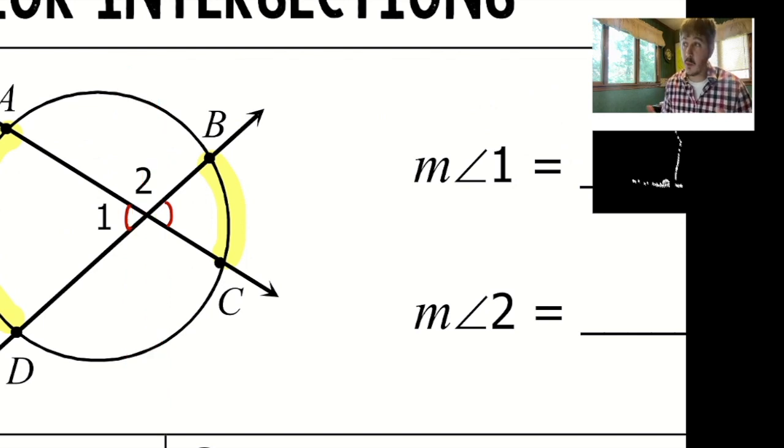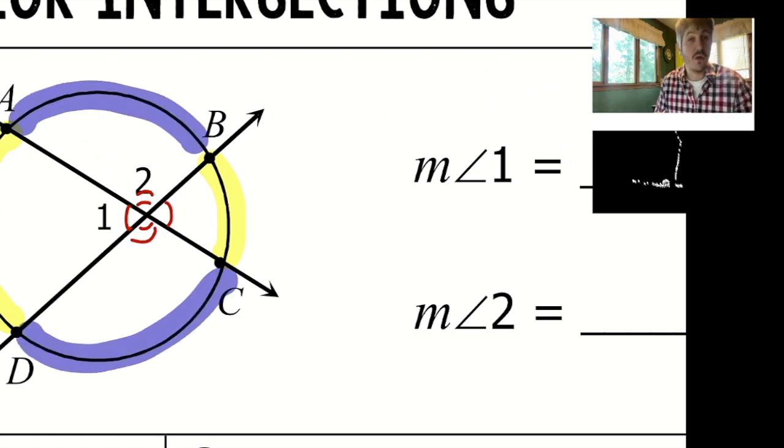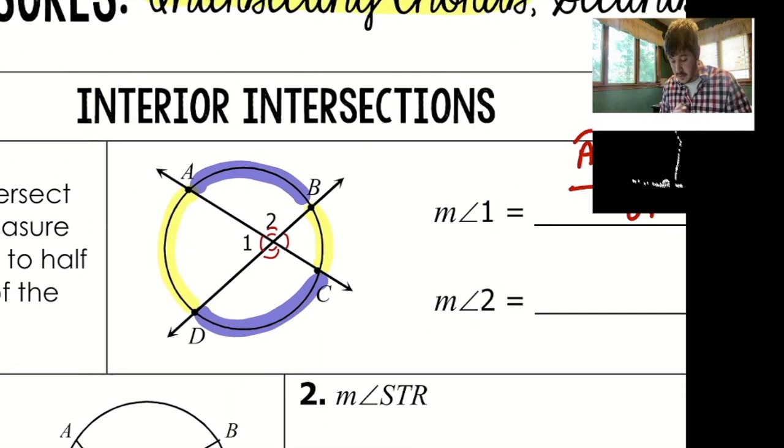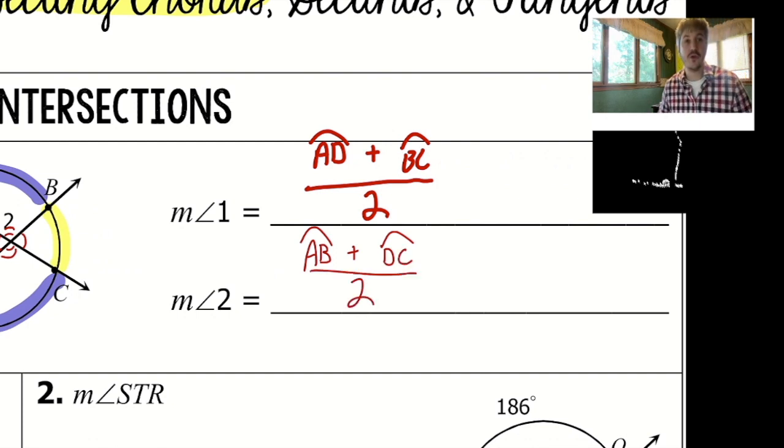We could, though. If we wanted angle 2 and we had the right information, you could figure out either one of those angles using the same exact rule, except the intercepted arcs now change because angle 2 is in line with arc AB. So because it's in line with arc AB and arc DC, those are the two that you would use for that calculation. So that one would be arc AB plus arc DC divided by 2.